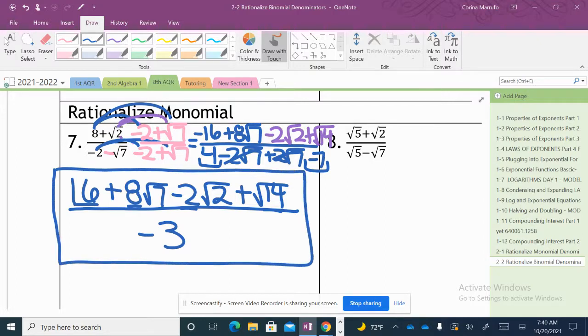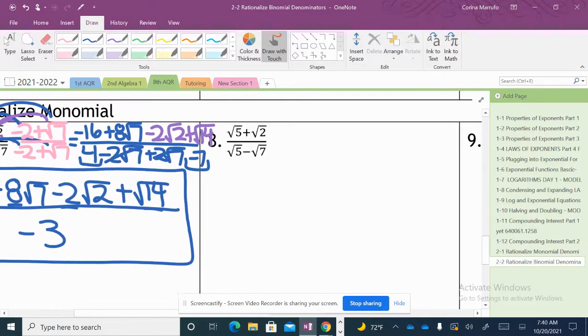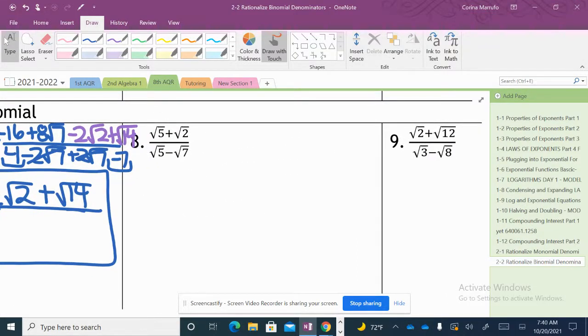Okay. We can't combine these either because they don't have the same square roots. One's a square root of 7, the other one's a square root of 2. The square root of 14, we can't simplify it because the only numbers that give you 14 are 1 and 14 and 2 and 7. So those do not work. Okay, so let's go ahead and try another one.